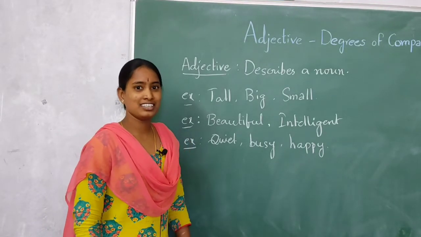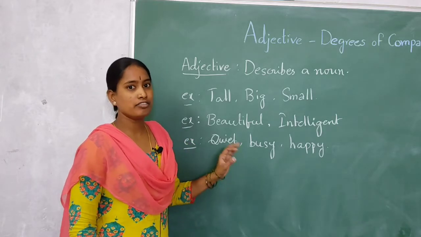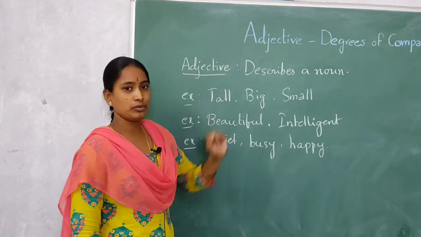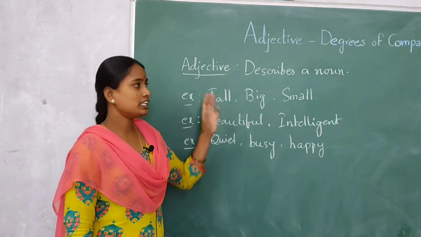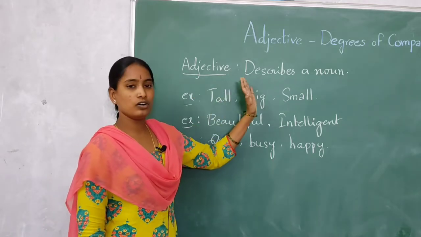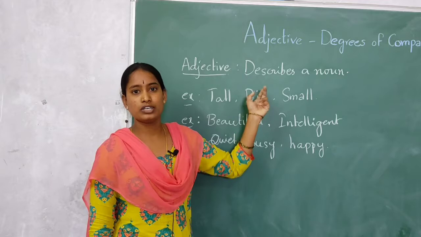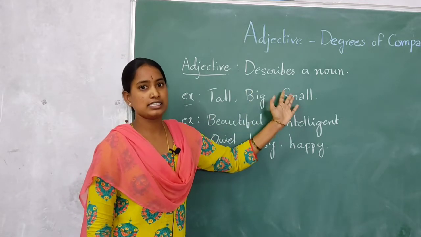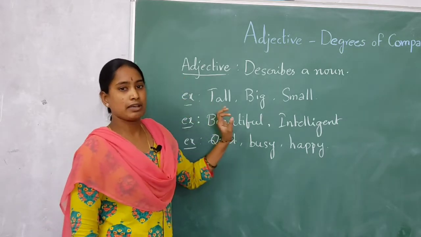Good morning students. So your first unit grammar topic is degrees of comparison. To understand that topic, first we should learn about adjective. Do you remember what is an adjective? Adjective is a word, or a part of speech, which describes a noun. What is a noun? Noun is nothing but names of places, things, persons or events. So adjective describes a noun.